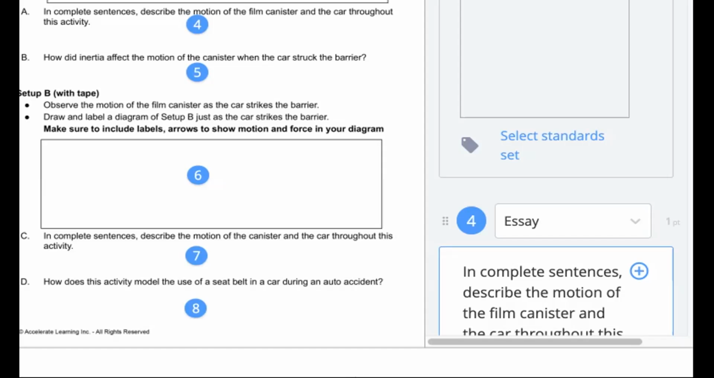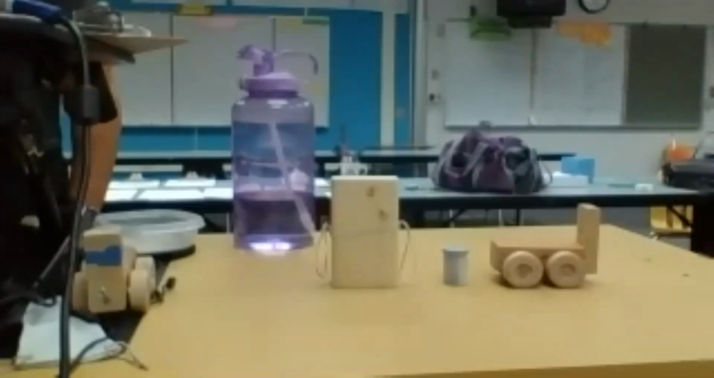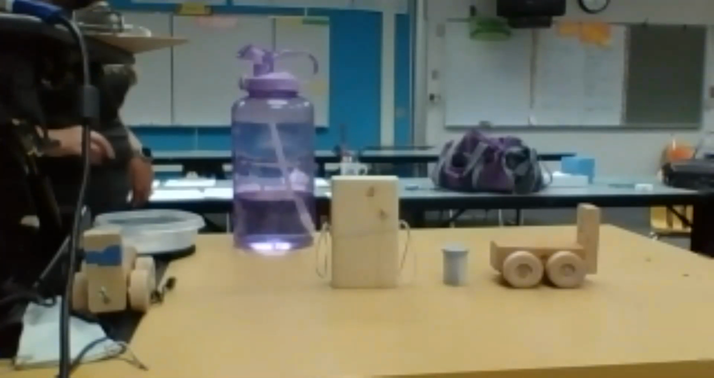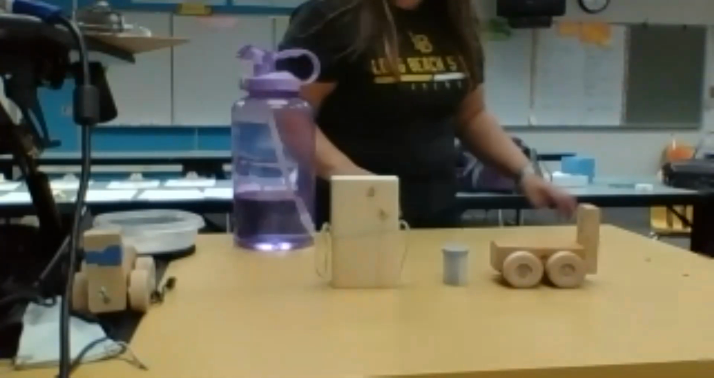Resume recording. Now we're going to do setup B, where I'm going to use it with tape. Okay, so let me stop sharing again. Beautiful, it's already pinned here. And let me get rid of that.